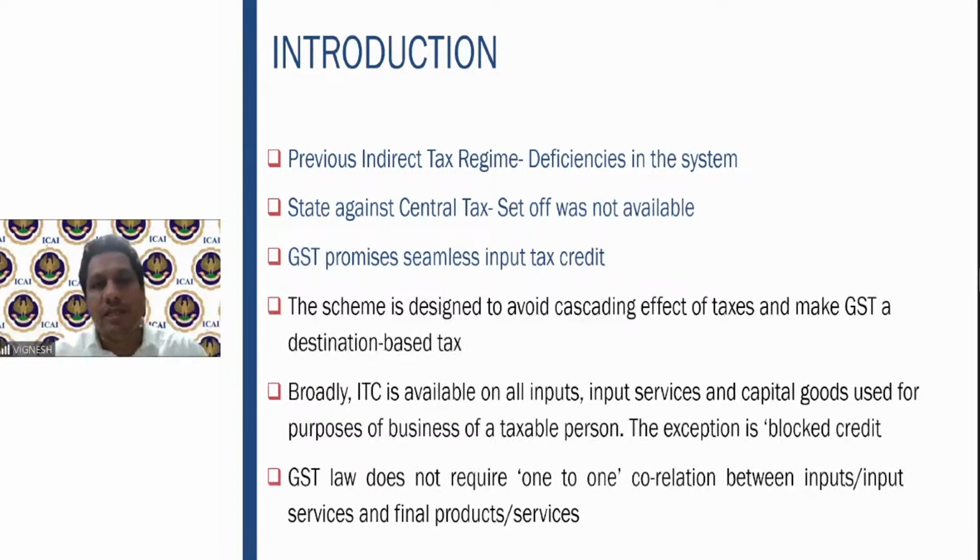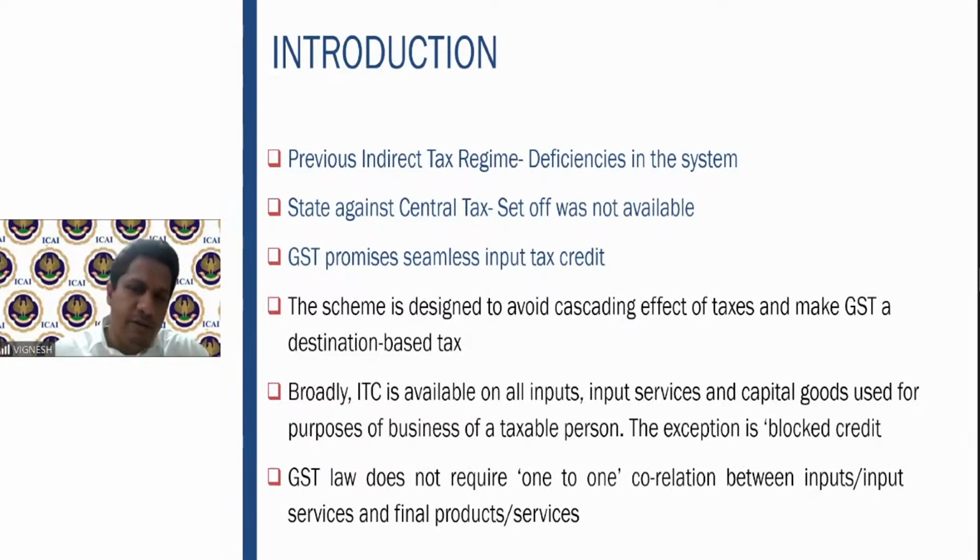The scheme is designed in such a way as to avoid the cascading effect of taxation. What is cascading effect? It is the tax on tax, that is, in case you're paying a tax, you have to claim the credit of it. Earlier, the service tax component used to get added to the VAT component because the credit was not available, due to which the set off was not available at that point of time.